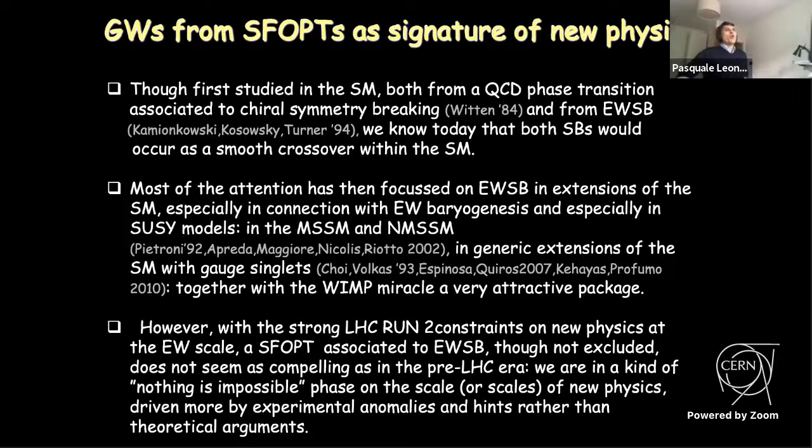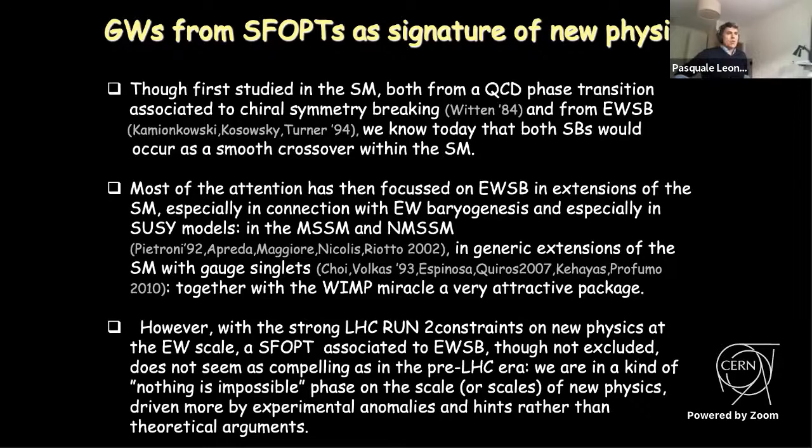Most of the attention is focused on electroweak symmetry breaking, both because you can address naturalness, having new physics there, and because you can also have electroweak baryogenesis in connection with new physics. So new physics can enhance the strength of the phase transition and can lead to successful electroweak baryogenesis. Therefore you have a kind of attractive package. You address naturalness, also the matter-antimatter asymmetry, and also WIMPs can give you a candidate, the WIMP miracle being an attractive way to produce the dark matter.